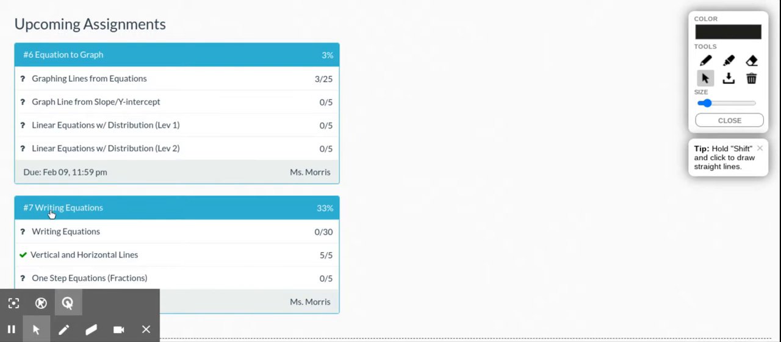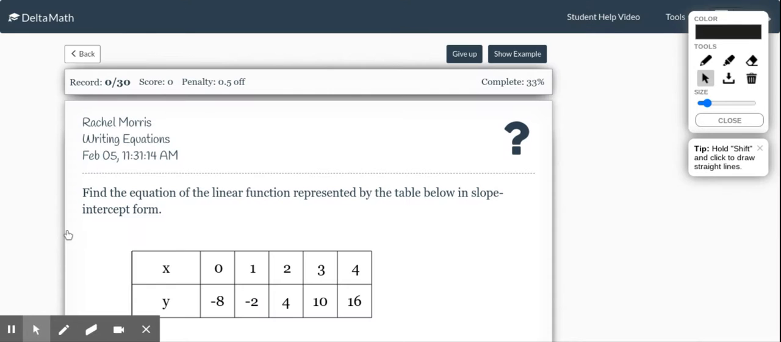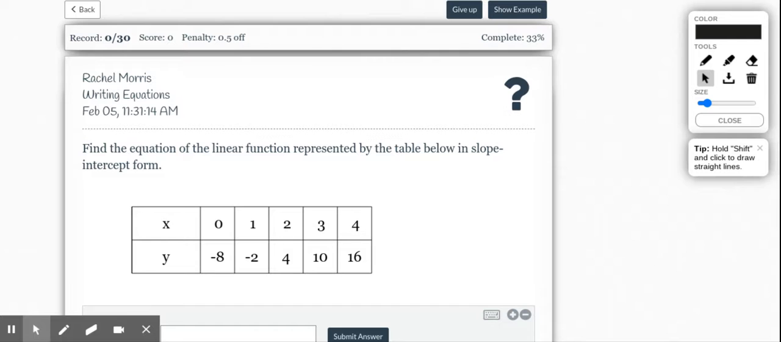Okay, so we're going to be on Delta Math, assignment number 7. We're looking at writing equations. Go ahead and click there. And the thing you want to remember about writing equations is that it's always in the form of y equals mx plus b. Okay, and we need to figure out what our m is and we need to figure out what our b is. So those are always the two things that we're looking for when we're writing equations.